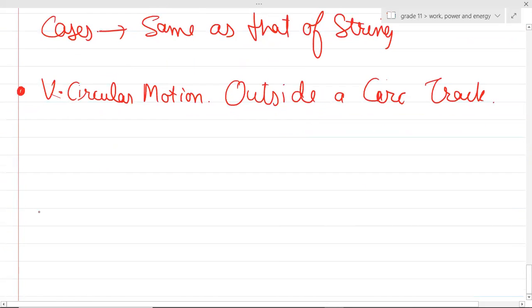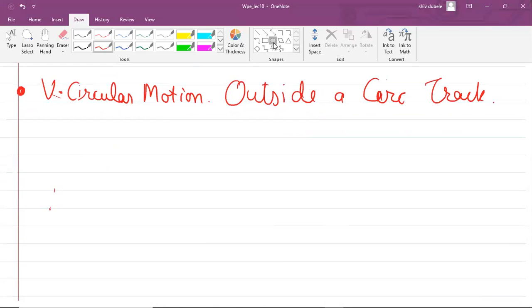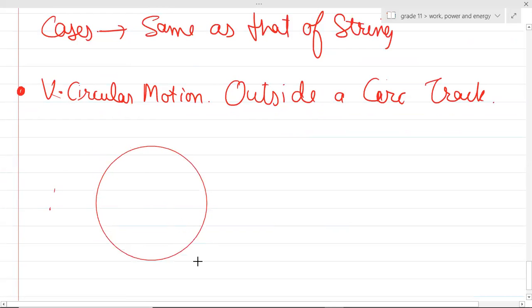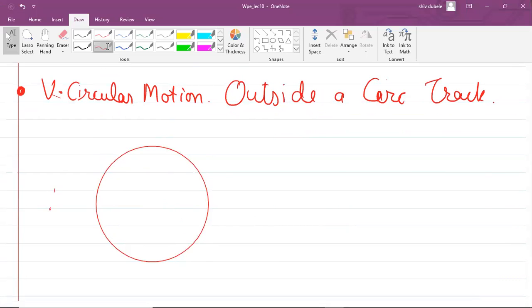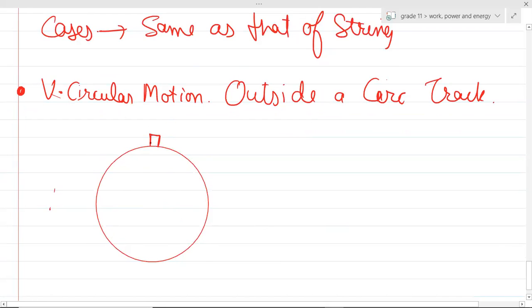Now, suppose you have a circular track, and let's say an object is placed at the top. There is an object M which is placed outside a circular track. Now what will happen when you give some velocity to the object? When you give some velocity to the object, this object will travel on the circular track.